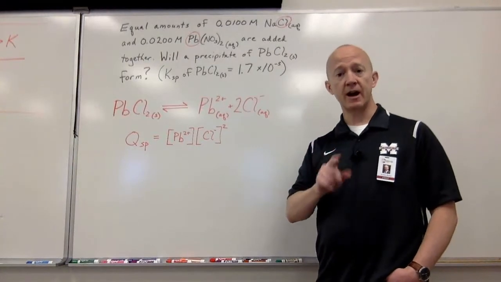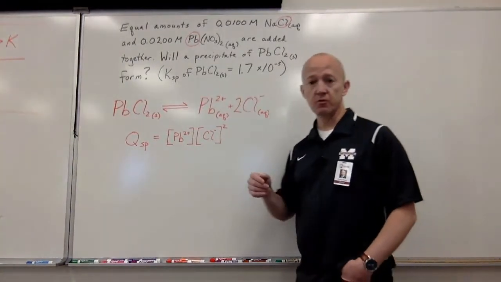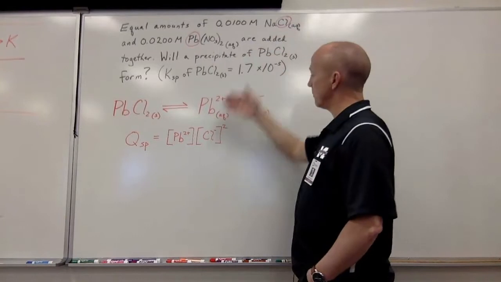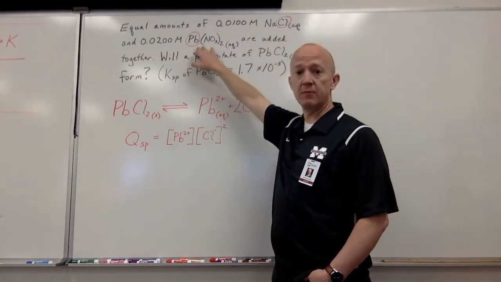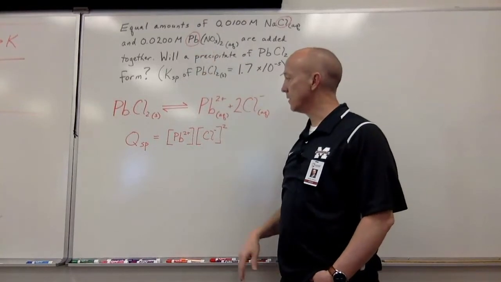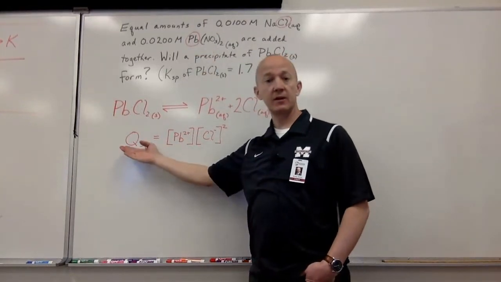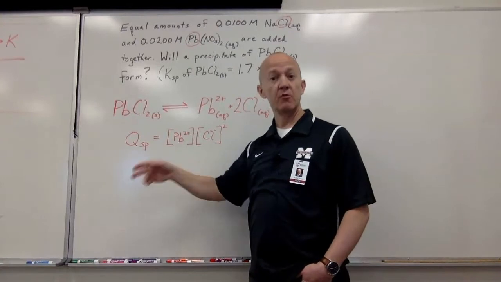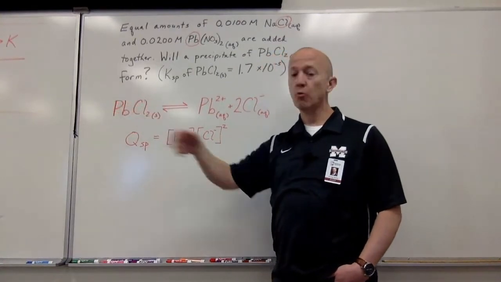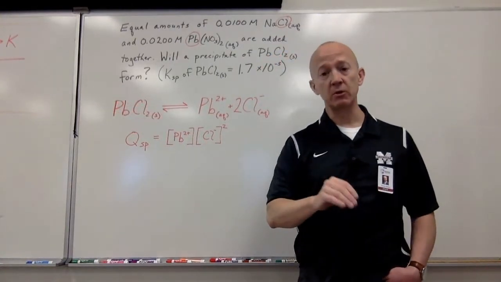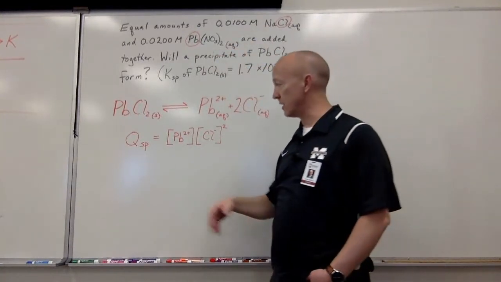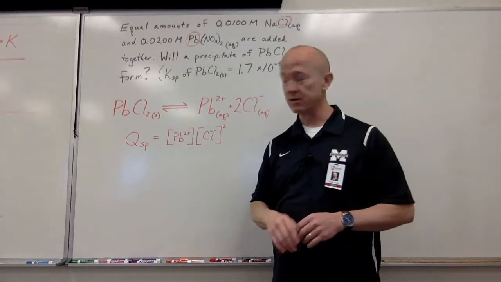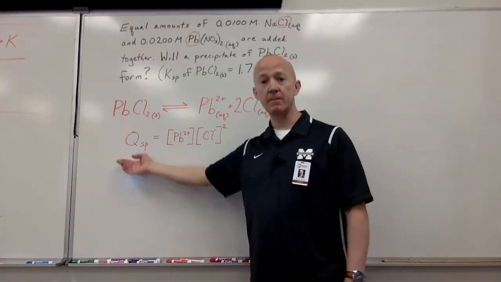Now notice that the ions we need are in both of these solutions. The chloride will come from the NaCl solution. The lead(II) will come from the lead(II) nitrate solution. And you'll notice that I've written QSP up here. Remember Q from earlier? We don't know that we're at equilibrium with these conditions, so we have to assume that we are somewhere in that reaction. So we're going to use Q instead.